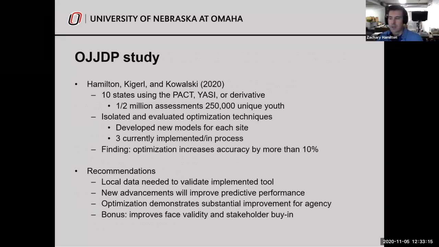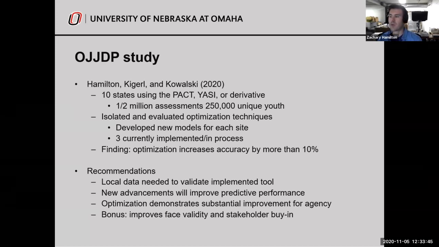So with that in mind, I'll talk a little bit about the study that we recently completed. My colleagues and I completed a 2.5-year OJJDP study in which we collected 10 states worth of risk assessment data. And the risk assessment that was collected is that PACT or YASI, or sometimes those generic derivatives that are used in other states. But it's all that same tool that was originally created in Washington State.